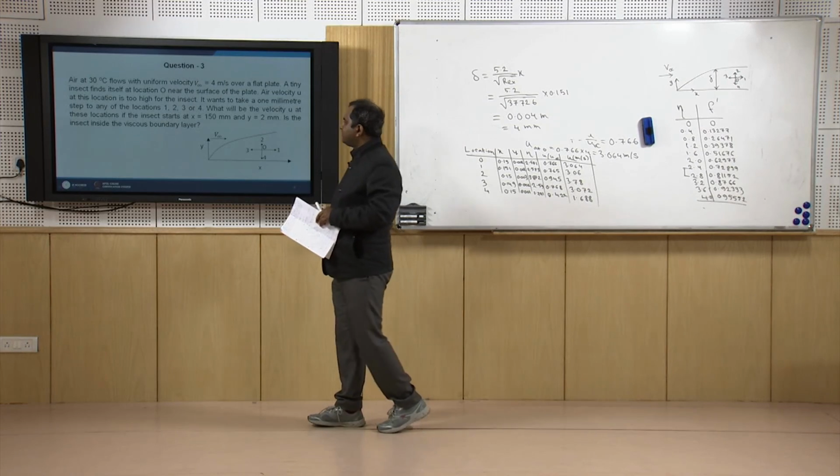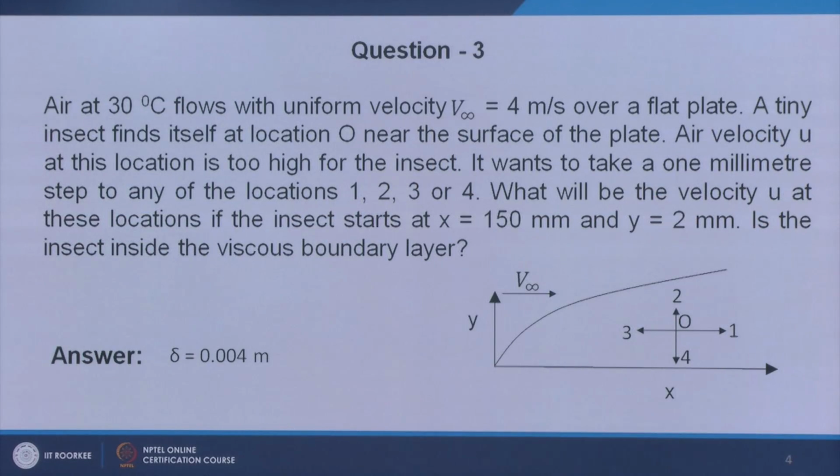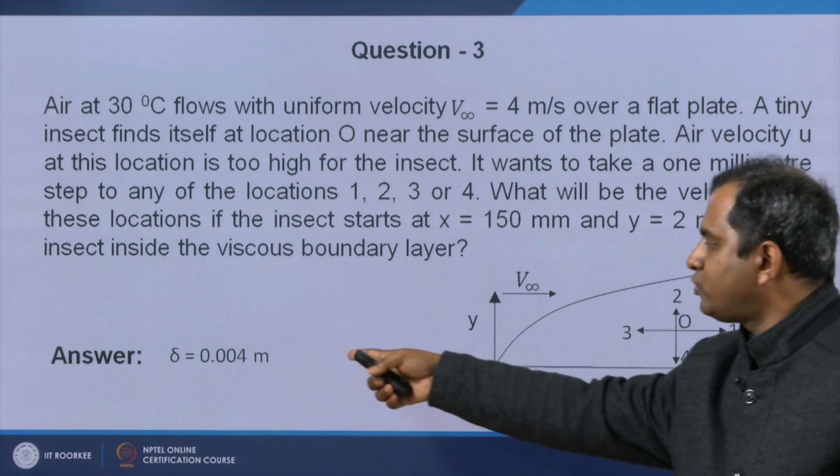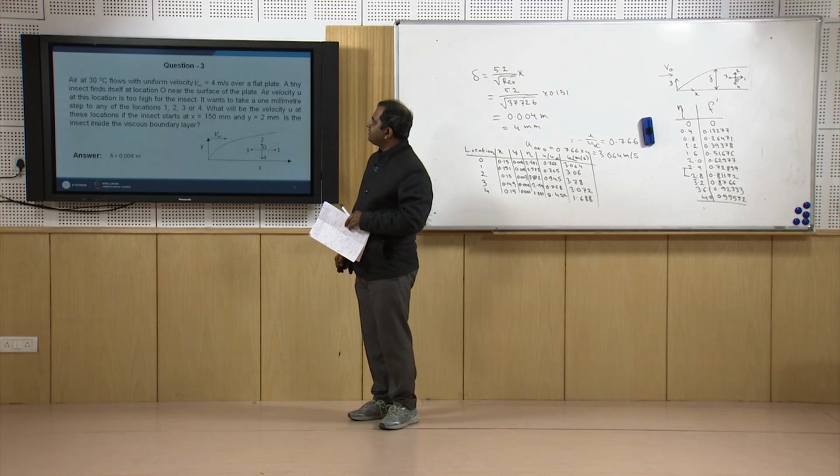Let me show you the answer over here. So, first obviously the velocities I have shown over here in the table, I have not shown the table over here, but the boundary layer thickness I have shown over here as delta equals 0.004. Okay. So, with this I will be ending this lecture.